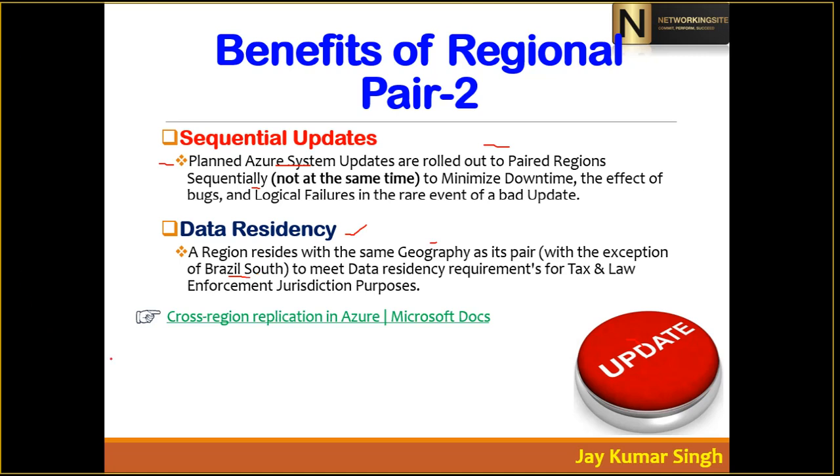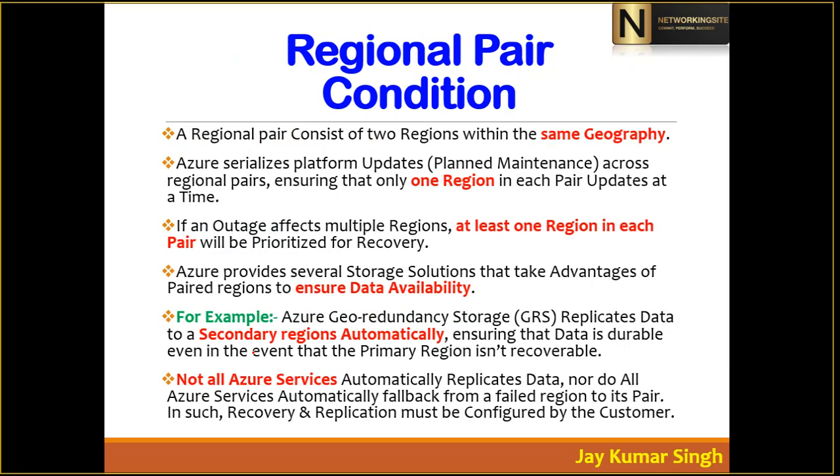Now, how will I know that? Azure provides cross-region replication information, so you can click on this website and see where your data will be stored. And here is a regional pair condition. It says that a regional pair consists of two regions within the same geography, at least two regions. It's not that one region will be in one country and the second region in another country or another geographical location.